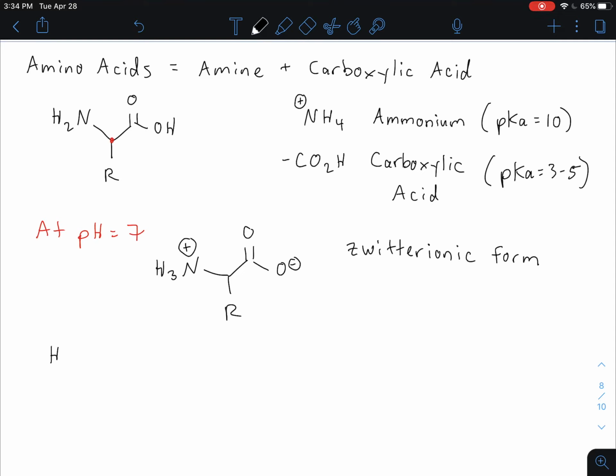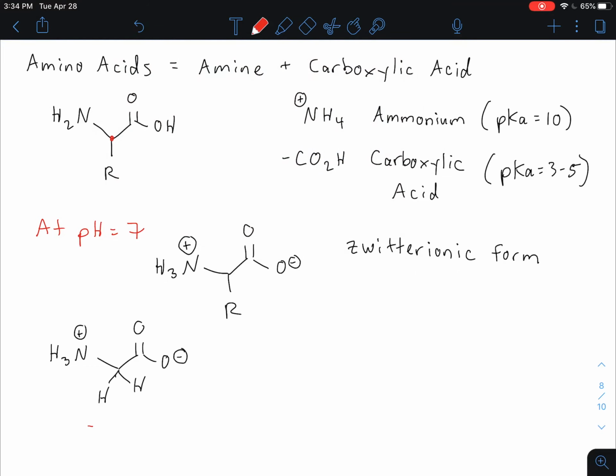So for some examples of typical amino acids, the simplest one is actually just this molecule here, where I'm going to draw these hydrogens in. I know that's not the point, but just to be clear, if the R group is just a hydrogen, then this amino acid is called glycine.